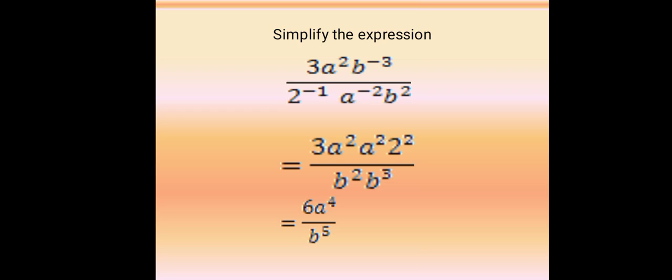Now a raised to the power of negative 2 will also go up so that we have a squared. Now the b on top, which is b raised to the power of negative 3, will come down as b cubed. Now what we mean here is that our new expression we shall have 3a squared, 2 squared, and then down there we have b squared, b cubed. So simplify, we have 6a raised to the power of 4 and b raised to the power of 5.